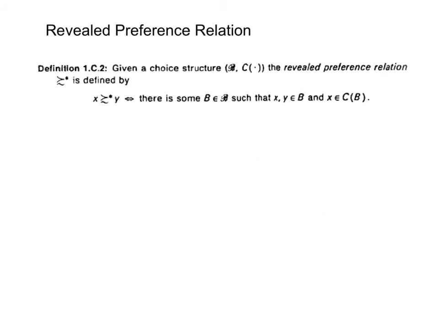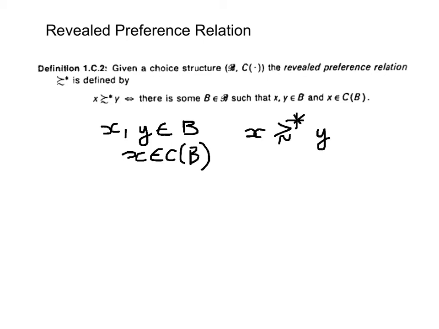So we can now introduce the concept of a revealed preference relation. If X was chosen when Y was available, so if X and Y are available in a particular budget set and X is chosen, then we say that X has been revealed at least as good as Y, and we write X revealed at least as good as Y. We use the weak preference relation with a little star. Now you'll note here that we say nothing about whether Y is chosen or not. It could or it could not.